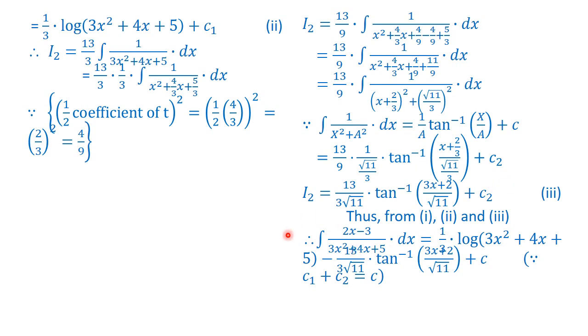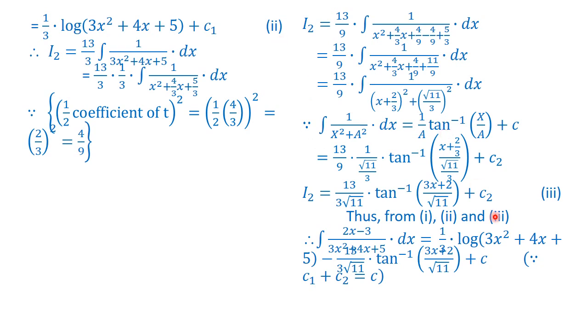Now therefore I2 is equal to, we get, 13 by 3, 3 is 9. So 3 into root 11, tan inverse of, simplifying this denominator by taking cross multiplication. So 3 into x, 3x plus 2 upon 3, and this root 11 by 3, that 3 gets cancelled, over root 11, plus c2. Now thus from here this is the second result.